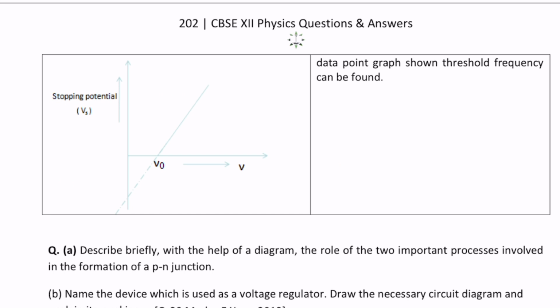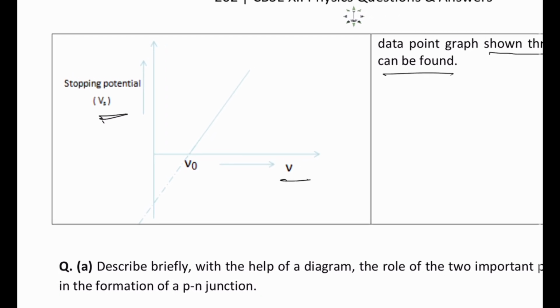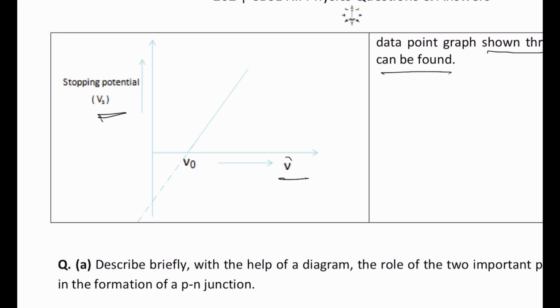Now stopping potential Vs versus frequency. Okay, this is how the graph is represented. So in the data point graph shown, the threshold frequency can be found here. Okay, so this is the frequency of the incident light.